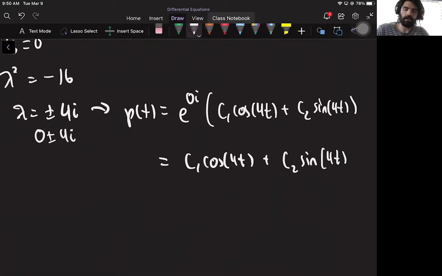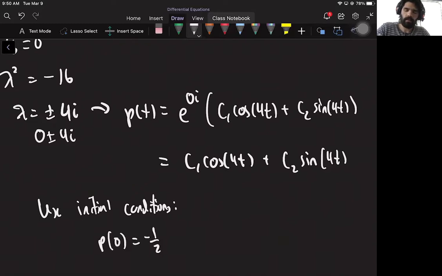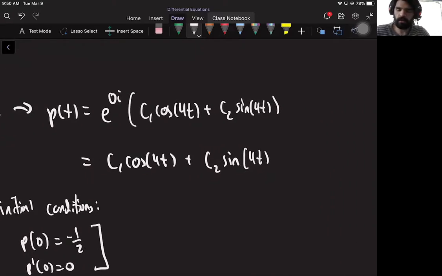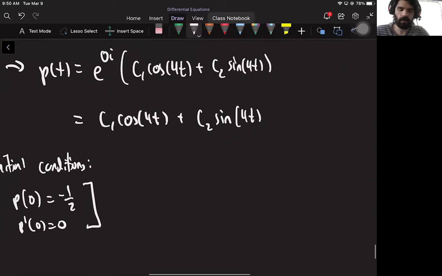But now we need our initial conditions. Which remember P of 0 should be -1/2 and P prime of 0 should just be 0. But so far we already have that the position looks like a periodic thing because it's made of sines and cosines. So it just goes up and down, which is what we want, and it never stops. Okay, so that's what should happen if there's no air resistance and no external force. But now let's pick out our constants corresponding to our initial conditions.